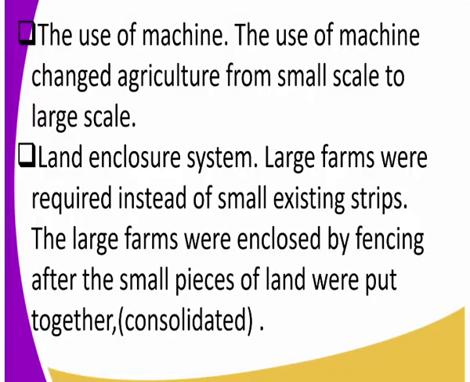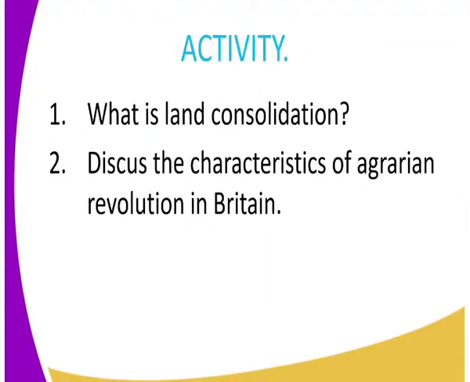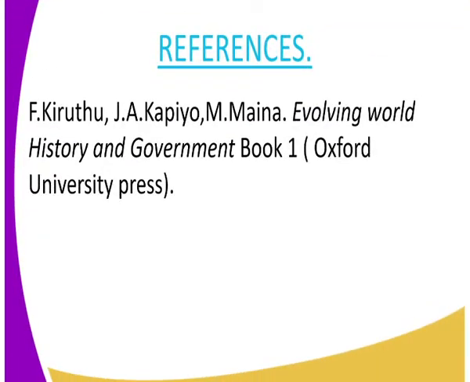Now, class, can we define what land consolidation is, and also discuss the characteristics of agrarian revolution in Britain? Now class, for our reference, let us use the Evolving World, History and Government, Book 1.